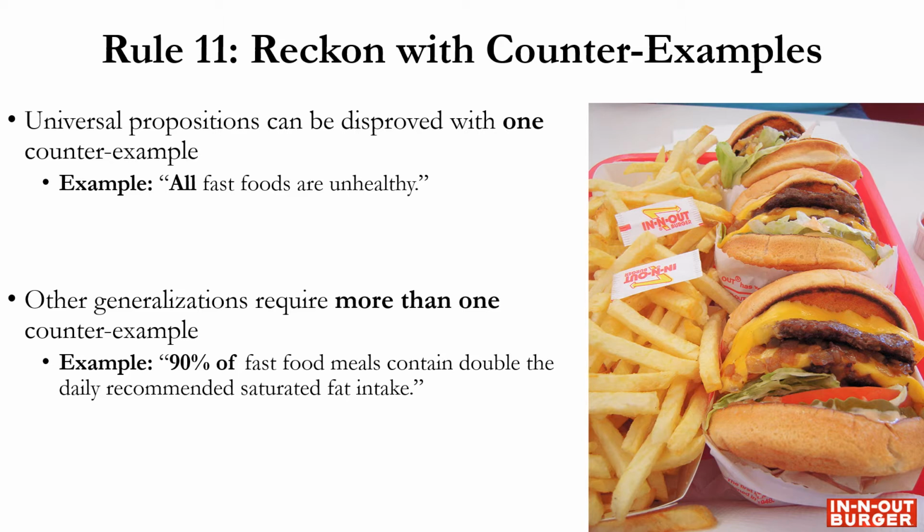Also notice that stating that the fast food meals contain double the daily recommended saturated fat intake is much more precise than just saying that they're unhealthy. So it's easier to test. In order to test this claim and see if there are any counterexamples, you would need to take a sample of the population of fast food meals and then measure them to see if they actually had this property of containing double or more the daily recommended saturated fat intake. So oftentimes, in order to test a generalization using counterexamples, you have to create a new generalization based on that population, maybe based on a new sample.